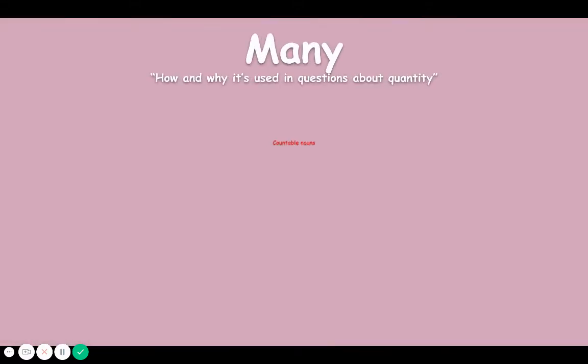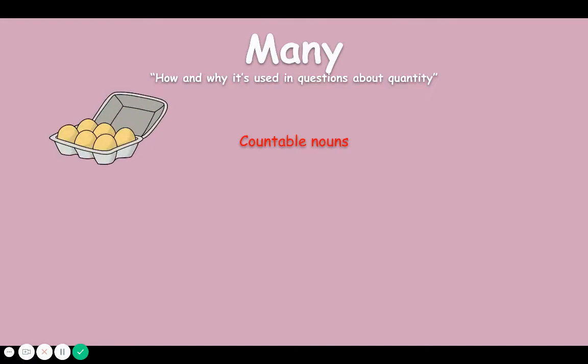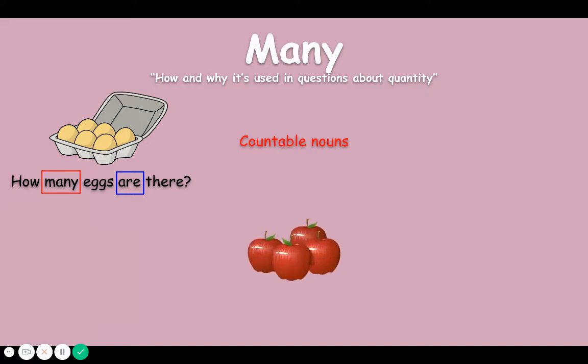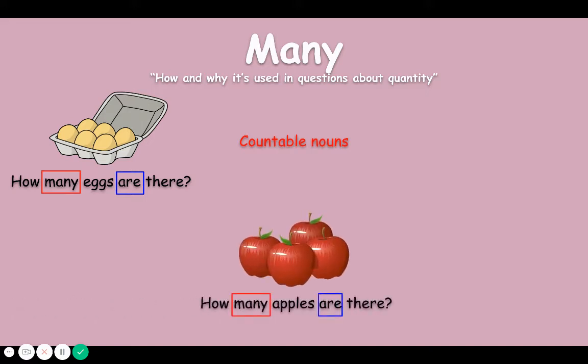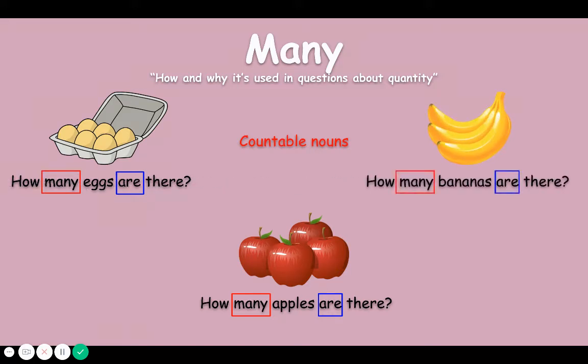Okay, now let's move on to many. How and why it's used in questions about quantity. These will be countable nouns. For example, how many eggs are there? How many apples are there? And how many bananas are there? Now you notice, different from much, we are not using the word is, we are using are, because these are countable, okay? And they are going to be more than one.